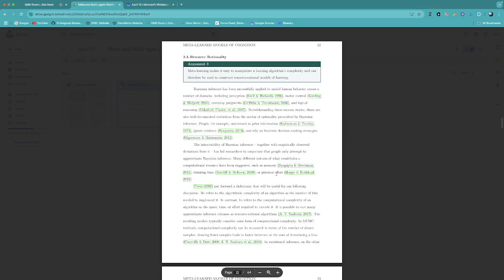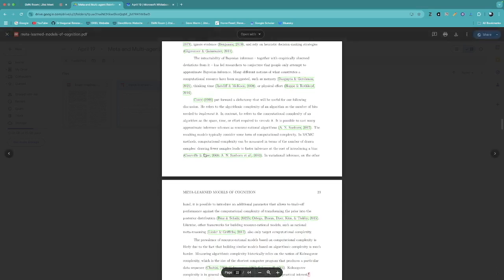So in MC methods, which is a specific type of method we can use, Bayesian learning and inference is important. Computational complexity can be measured in terms of the number of drawn samples. Drawing fewer samples leads to faster inference at the cost of introducing a bias. So this is where we have this sort of sampling process. We draw a certain number of samples and we get our prior. And so we can do this quickly, for certain problems where we might need a fast answer, or there's just so much data that we can't reasonably sample all of it. We can get faster inference, but we get a bias in the data. We might sample from a certain part of the distribution unevenly.